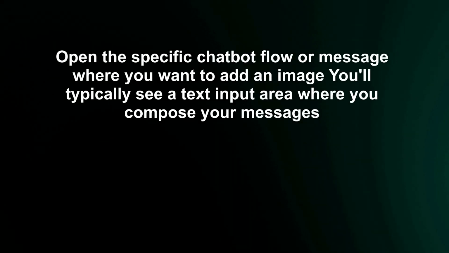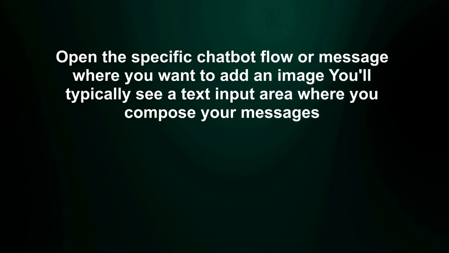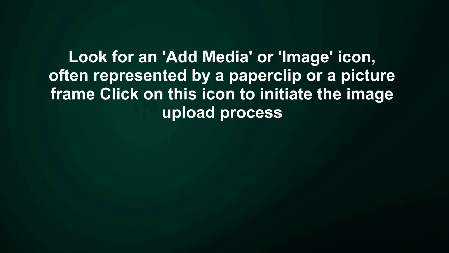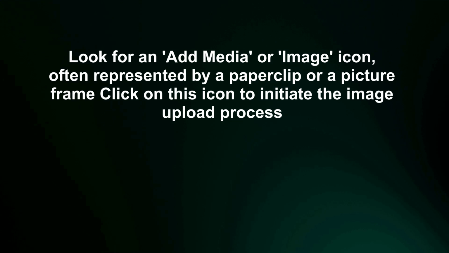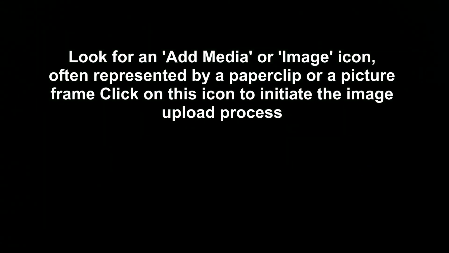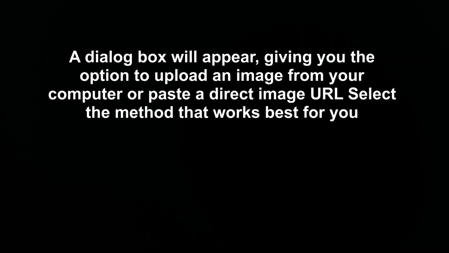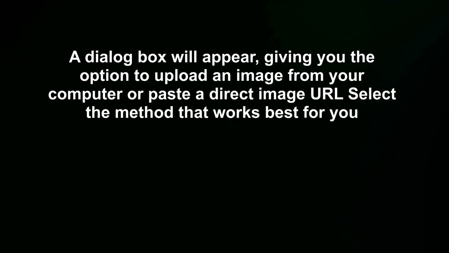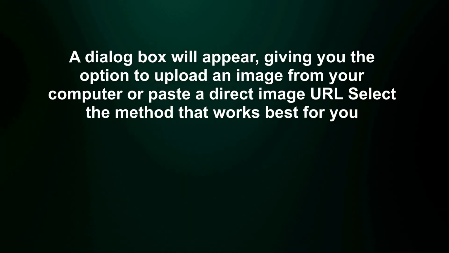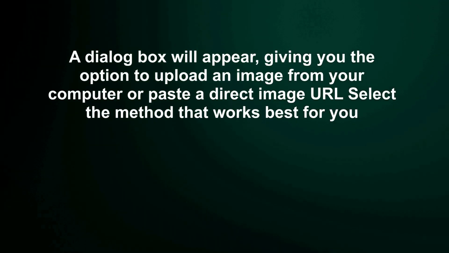You'll typically see a text input area where you compose your messages. Look for an add media or image icon, often represented by a paperclip or a picture frame. Click on this icon to initiate the image upload process. A dialog box will appear, giving you the option to upload an image from your computer or paste a direct image URL. Select the method that works best for you.